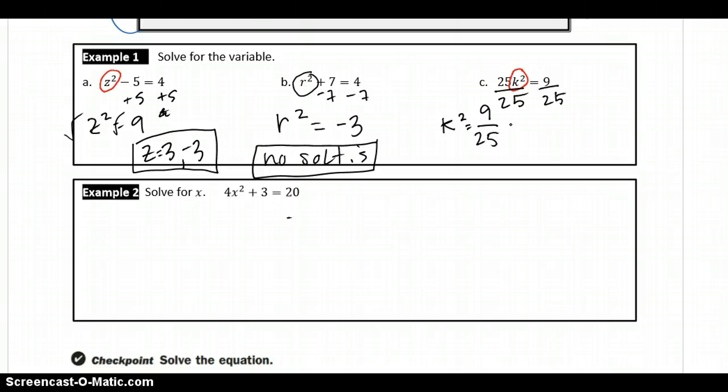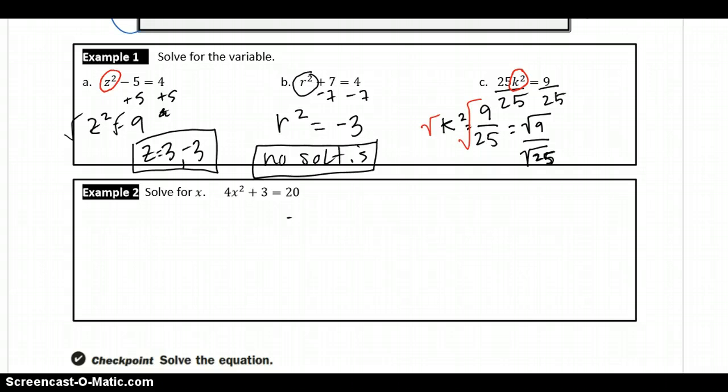Now, again, I wanted to get just k, so I have to take the square root of both sides. When I take the square root of a fraction, I can rewrite that as the square root of the top of the fraction, which in this case is 9, over the square root of the bottom. So again, if I'm taking the square root of a fraction, I can rewrite it as the square root of the top over the square root of the bottom.